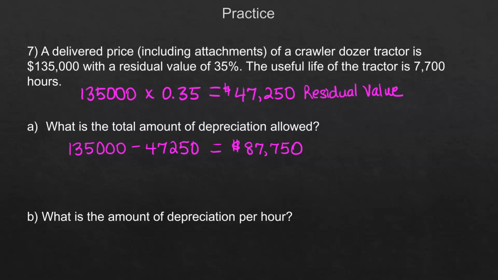Okay, now what is the amount of depreciation per hour? By the way, this problem came from the challenge problems, and so it has a little bit more stuff going on here, but I thought it was a good problem to talk about. So we're going to take the amount we can depreciate and divide it by the total number of hours in the useful life. So that would be $11.40 per hour. That's how much we get to depreciate it. Every single hour it operates, $11.40 of depreciation.